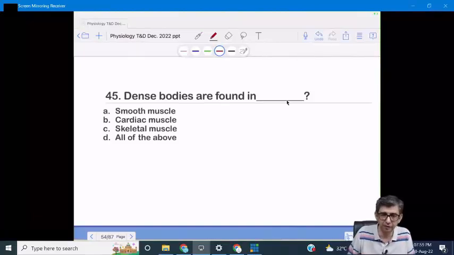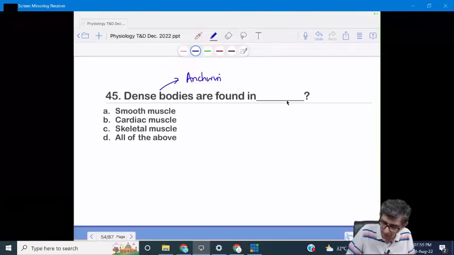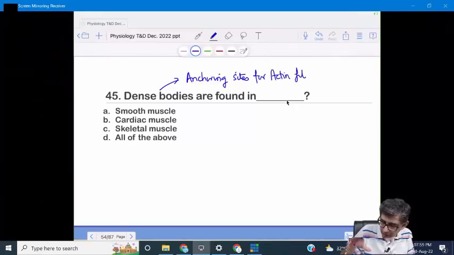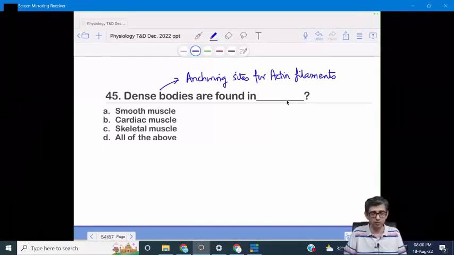45 is: dense bodies would be found in which of the following areas? So what are dense bodies? Dense bodies are basically anchoring sites. Anchoring means where attachment can happen. Dense bodies are anchoring sites for actin filaments. All you need to tell me is in which kind of muscles they would be located. I mean cardiac muscle, smooth muscle, or skeletal muscle. Obviously the answer cannot be all of the above.